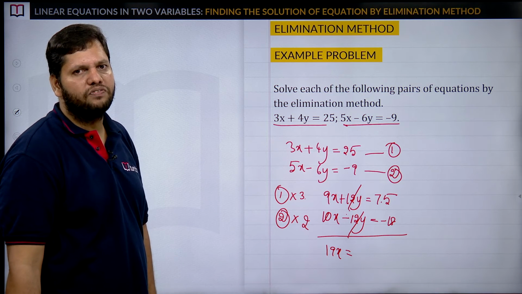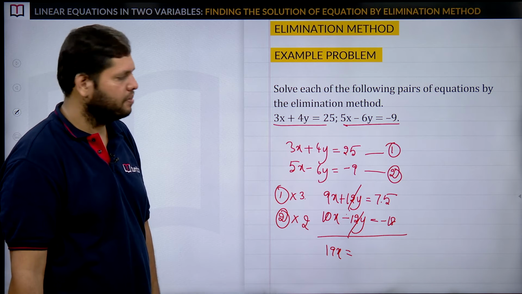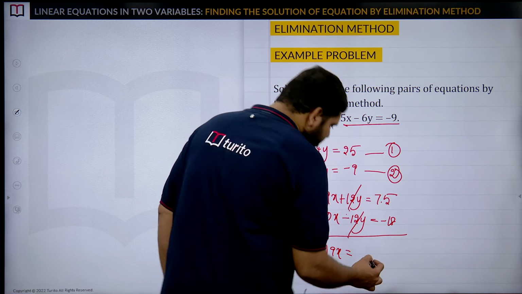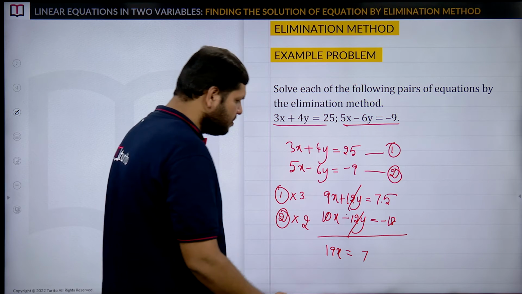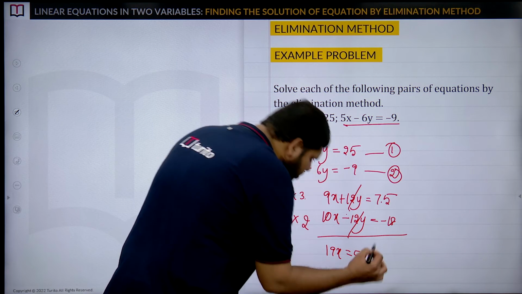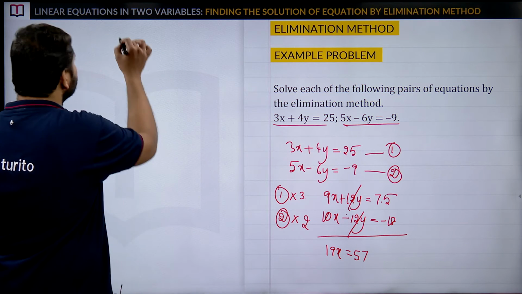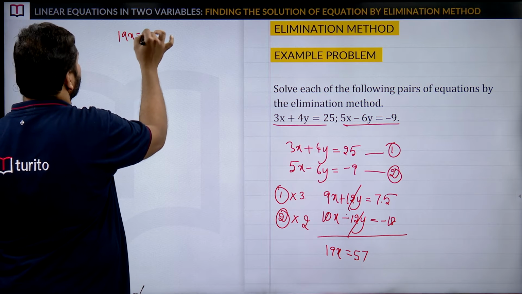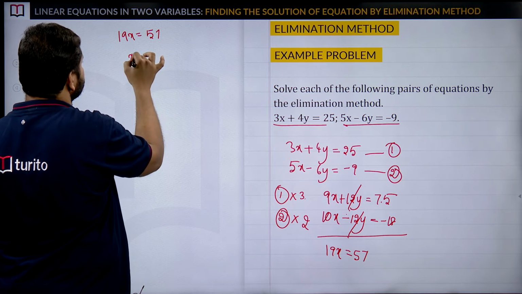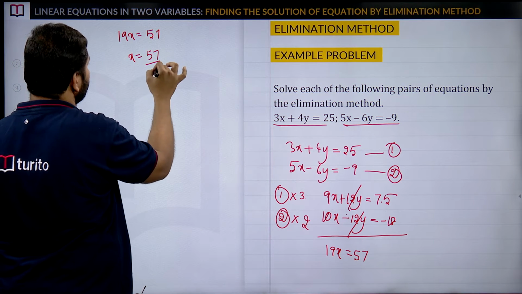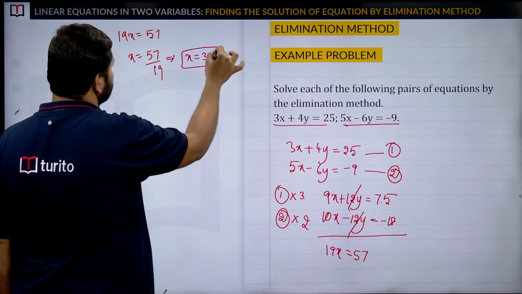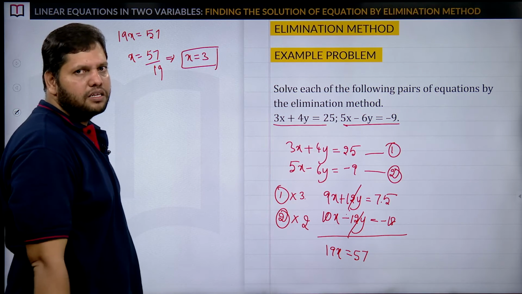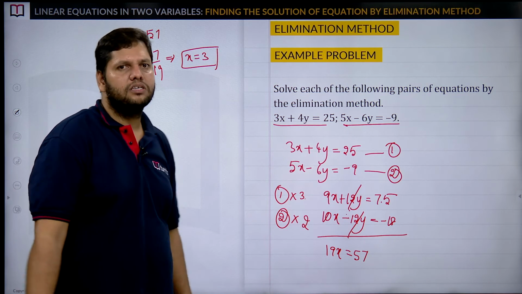Tell me, children, what is 75 minus 18? So this is 15, 15 minus 8 is 7. Here 6, 6 minus 1 is 5. So this is 57. So 19x is equal to what, children? 57. So x is equal to 57 divided by 19. So x is equal to how much, children? 3 is the answer, because 19 times 3 is 57. So x is equal to 3.